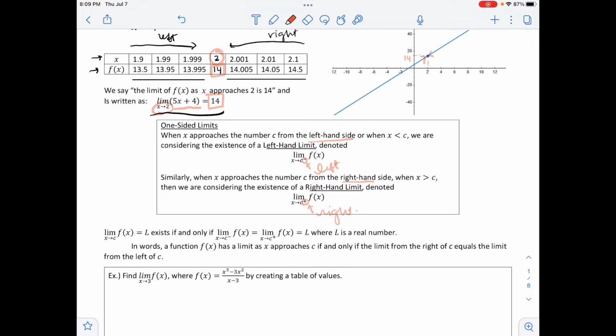And then we say the limit as x approaches c of f of x equals L exists if and only if the left and the right-sided limit, so this is our left, since it's the limit as x approaches c with the little negative meaning left, is equal to the limit on the right. And L, that value that it's approaching, needs to be a real number. In words, a function f of x has a limit as x approaches c if and only if the limit from the right of c is equal to the limit from the left of c.